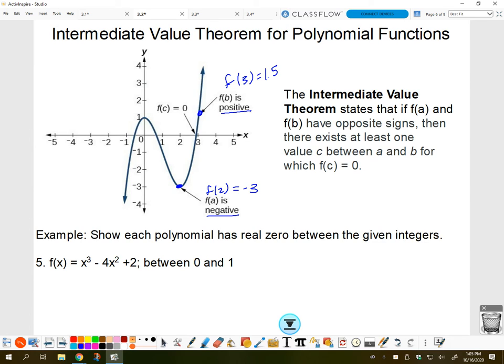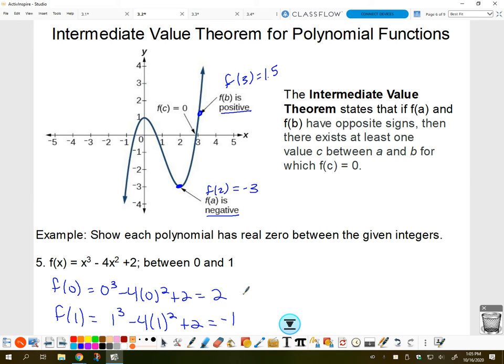So what you might be asked to do on your homework, or maybe even on your test, is to show that there has to be a 0 between the given integers. All you're going to do is plug in the numbers that you're given and show that the sign changes. So if we find f of 0, we're going to have 0 cubed minus 4 times 0 squared plus 2, which is 2. If we do f of 1, we're going to have 1 cubed minus 4 times 1 squared plus 2, which is 1 minus 4, so negative 3, plus 2 is negative 1.